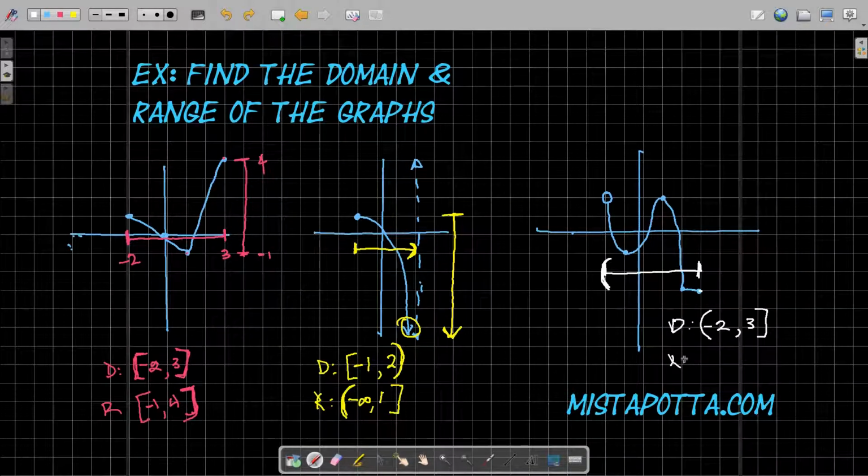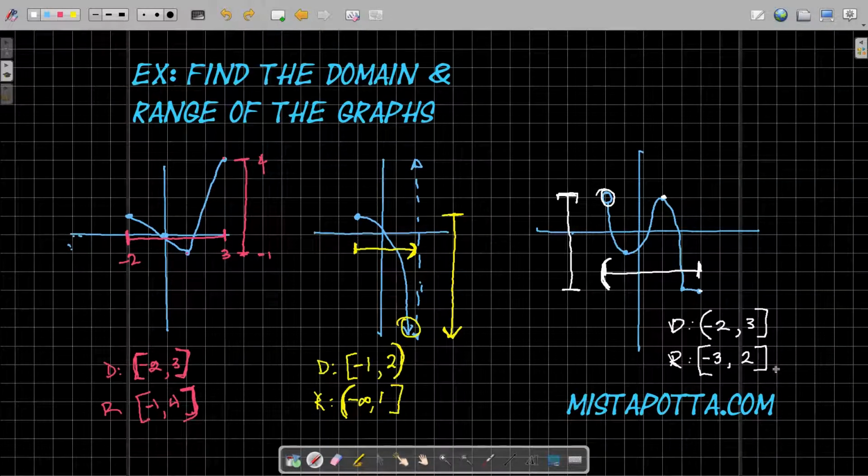For my range, again, I'm looking at how low does my graph go and how high does my graph go. And I notice a couple of things. One is I have a hole here, but I have a dot here. And so because I have a dot here, I actually do hit this point. It's not going to be a parentheses, it's going to be a bracket. So my range is going to go from negative 3, including that point, all the way up to positive 2, including that point.